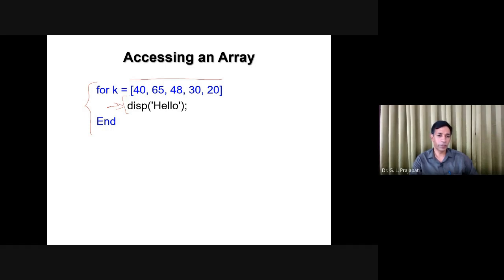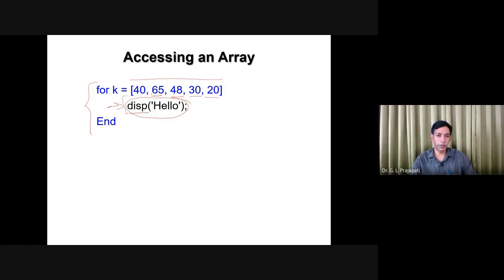K is 40, you are entering here, and what you are going to do is display hello. Now end. Next time you come inside the loop and display hello again. Then the third time, display hello. Fourth time, again you are in the body and display hello. And the last time you are in the body and display hello. So how many times will hello be printed? 5 times.